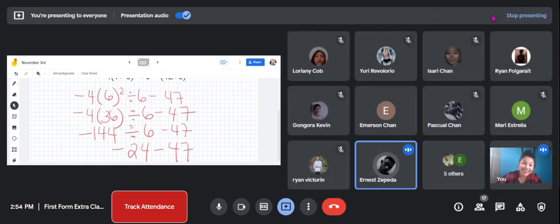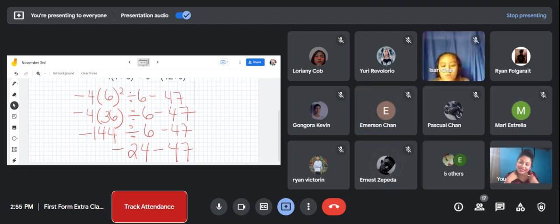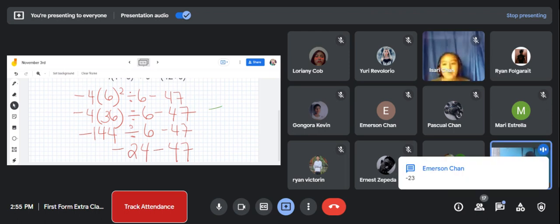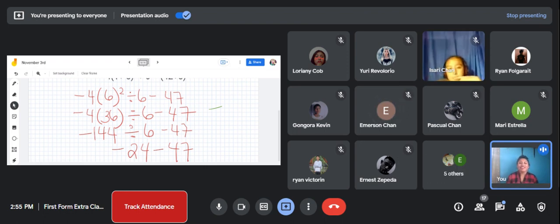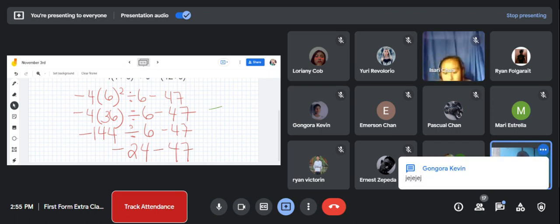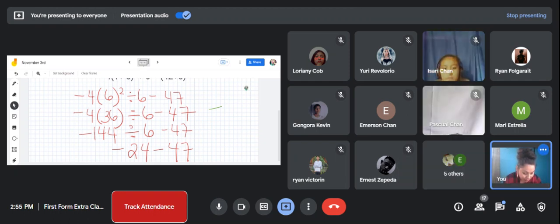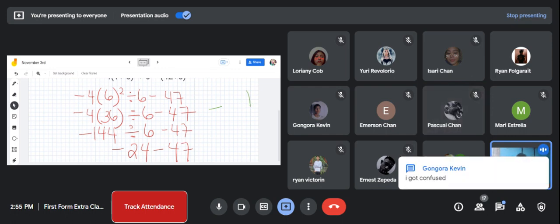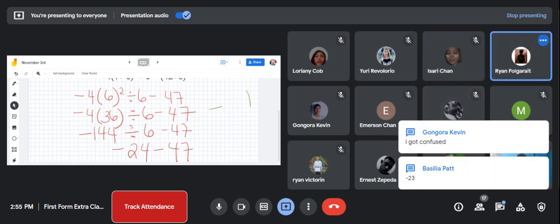Be careful. Negative 23 minus 24, we have to be careful here. It's negative 23, minus 24 is negative 47. Then negative 24 minus 47. The answer is going to be negative 71. Very good.